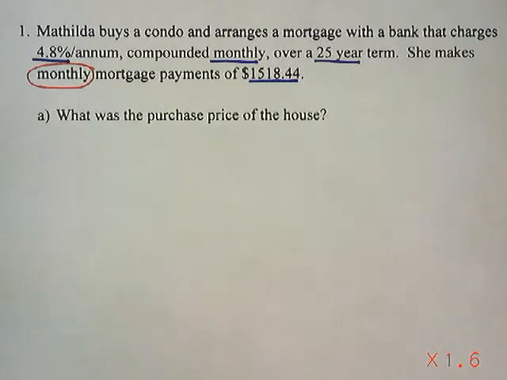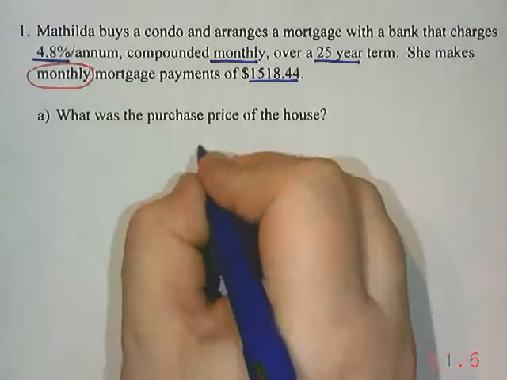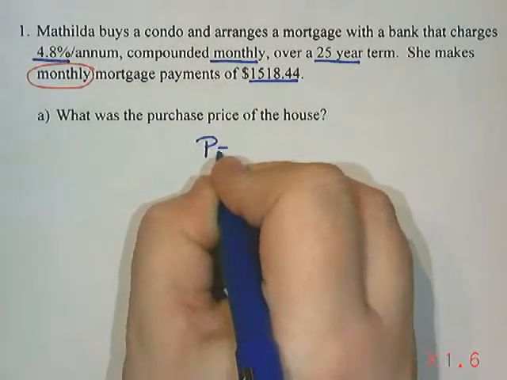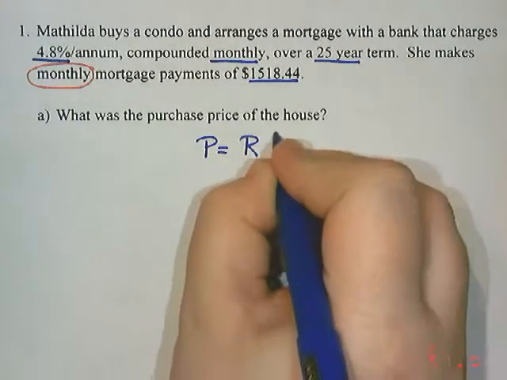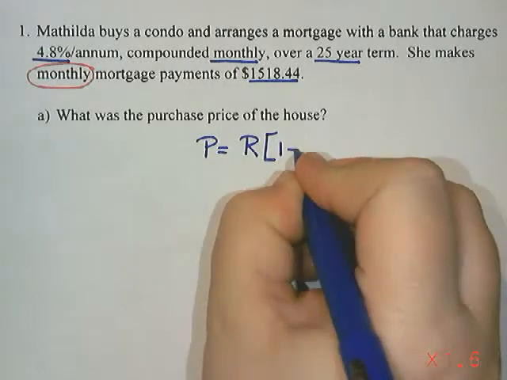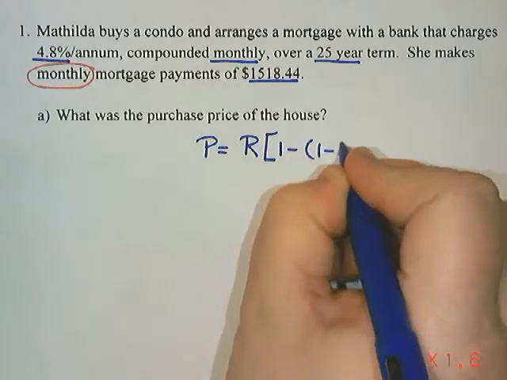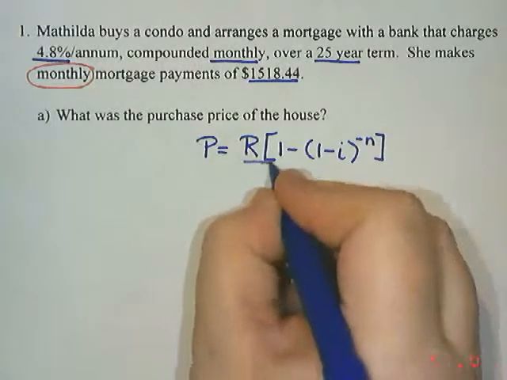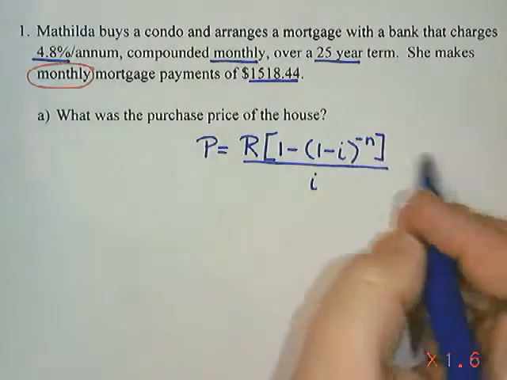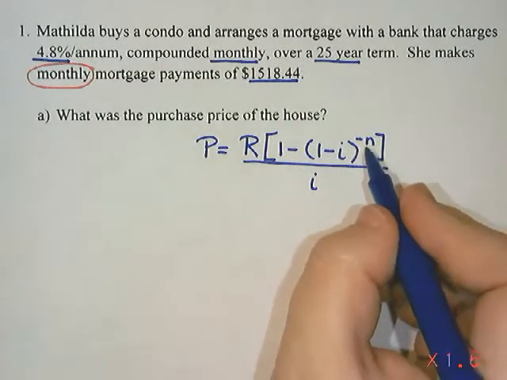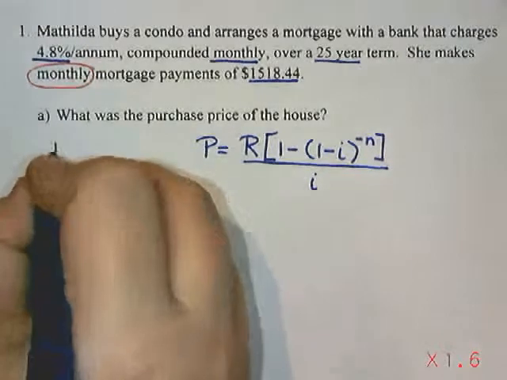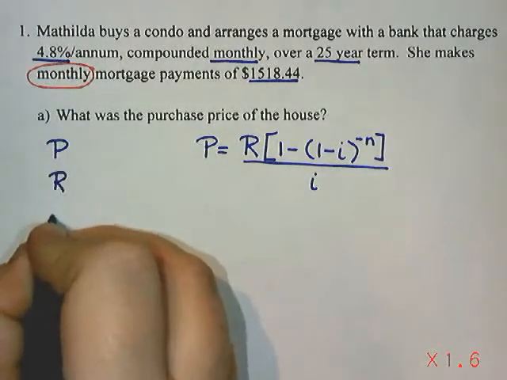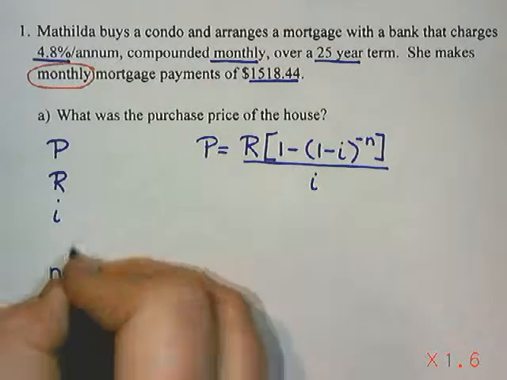So we're going to try our new annuity formula, which is P equals R times 1 minus (1 plus I) to the power of negative n, divided by I. And you have to be careful. It's very easy to miss that negative n. So I have P, R, I, and n.